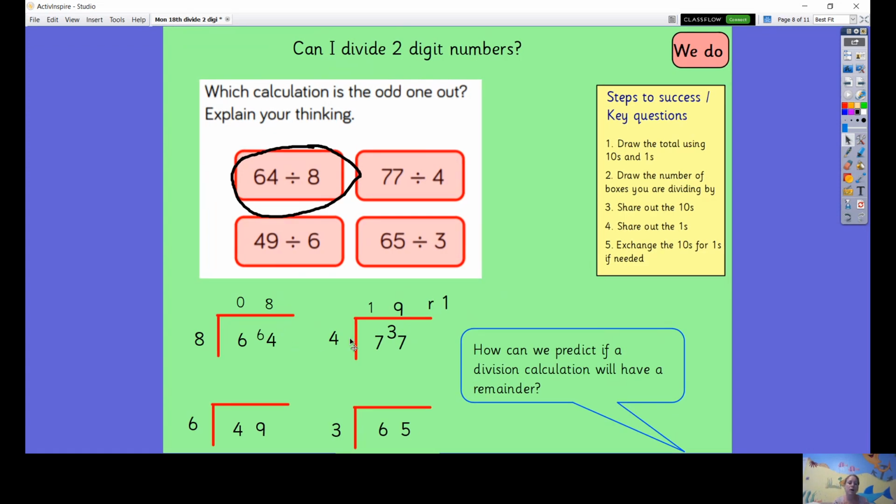So 4 times 9 was 36. So out of 37, I can make 9 groups of 4, and that will use up 36 of those, and then I'd have 1 left over. Okay, and if I work out the other 2 like that as well, I'll have remainders on those as well. Okay, right then, moving on.